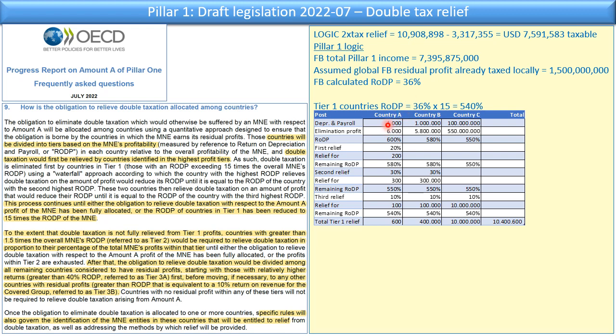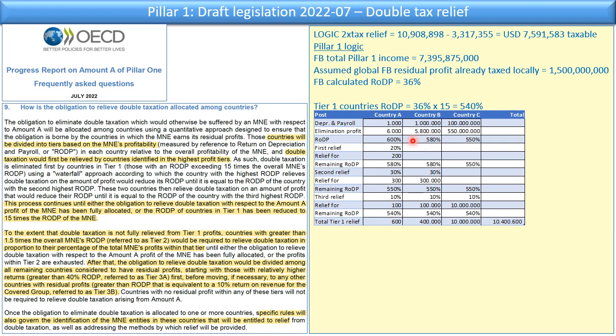So let's say we've got country A, B, and C. In country A, let's say they made more than a million. In other words, they crossed the nexus threshold, and now country A made 1,000, country B made 1 million, and country C made 100 million. Now, I would think you start by giving a relief in country C, but that's not what you do, because the RODP for country A is 600%, country B is 580, and country C is 540. Remember, Facebook Denmark was 74%, so we're not way close to what we're going to get to, right?